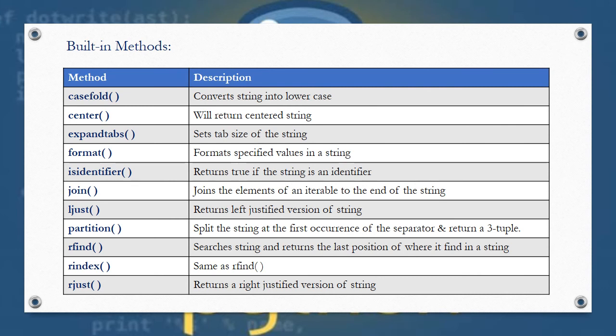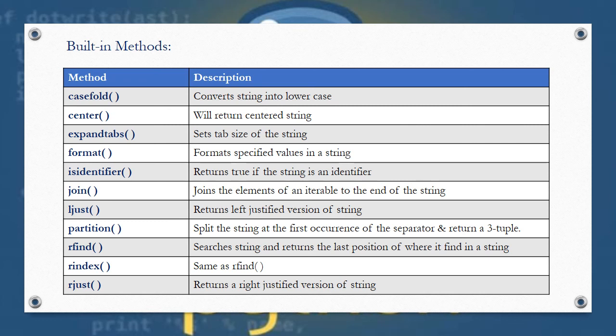The casefold method converts a string into lowercase. The center method will return a centered string. expandtabs sets the tab size of the string. The format method formats specified values in a string. isidentifier returns true if the string is an identifier. The join method joins the elements of an iterable to the end of the string. ljust returns a left-justified version of the string.